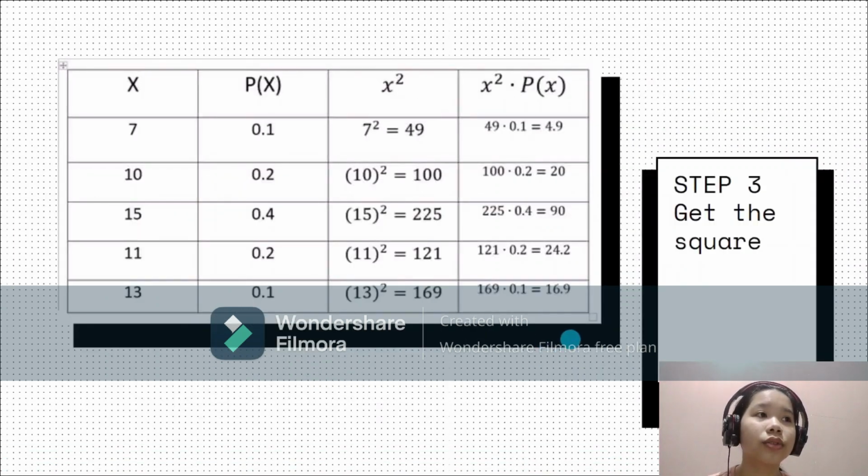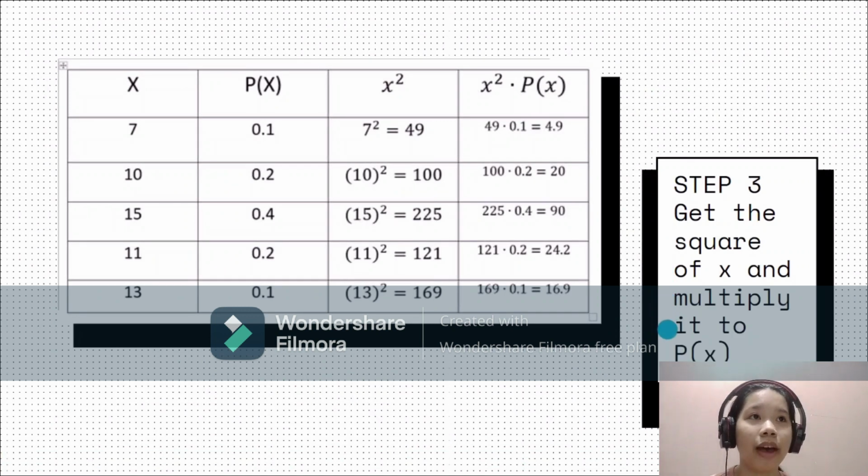So next is to get the square of x and multiply it to p of x. We're just going to square the values of the random variable and multiply them by the probability. So 7 squared is equal to 49. 7 came from this column, the random variable. After that, we're going to multiply it to p of x, which is 0.1. That came from the probability. So 7 squared equals 49, and 49 times 0.1 equals 4.9. We're just going to do the same for the others.